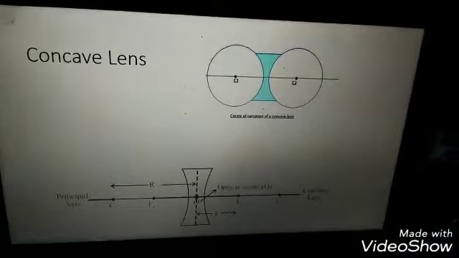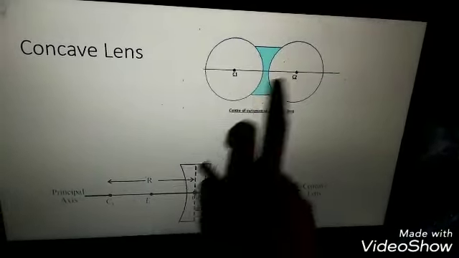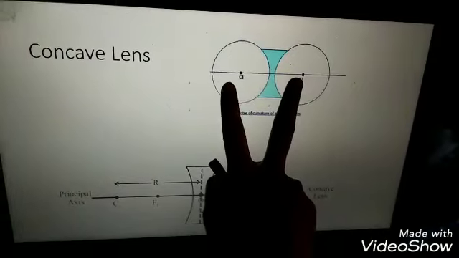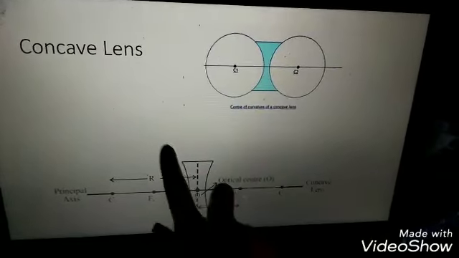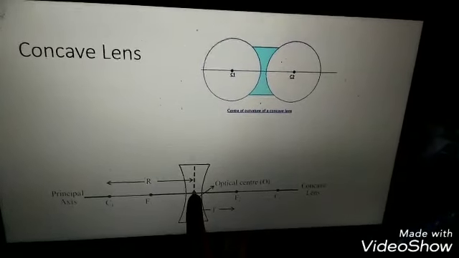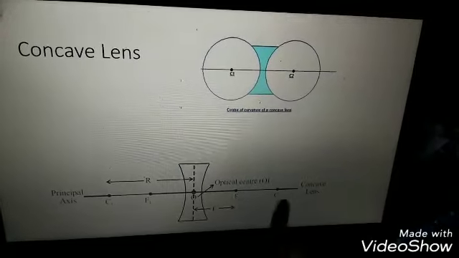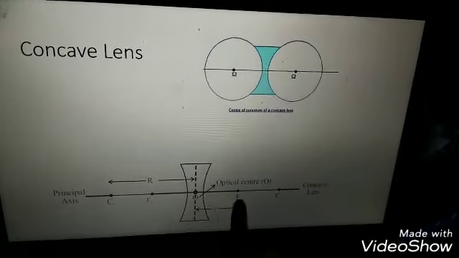In a similar manner, we can say about a concave lens. See how a concave lens is formed. It is again a combination of two spheres, and we are taking out the spheres separately, and we have the principal axis over here, and we have the optic center, and we have C1, F1 and C2 and F2, and we have the focal length.